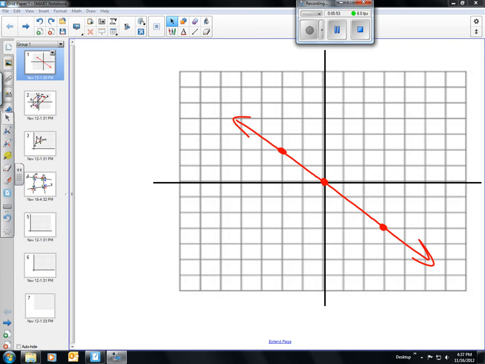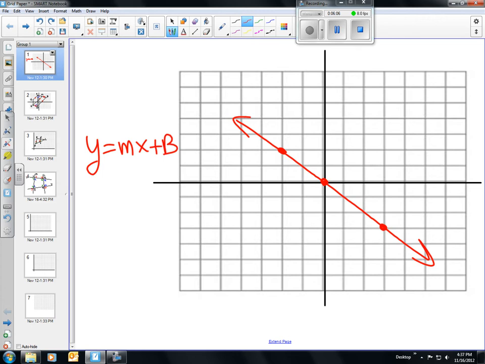Then you might be given a problem similar to one of these where you're given a line on a graph and asked to A, write the equation of the line in red. So here you would write the equation in slope-intercept form, which is y equals mx plus b. And m represents the slope and b represents the y-intercept. And the y-intercept is where the line crosses the y-axis.